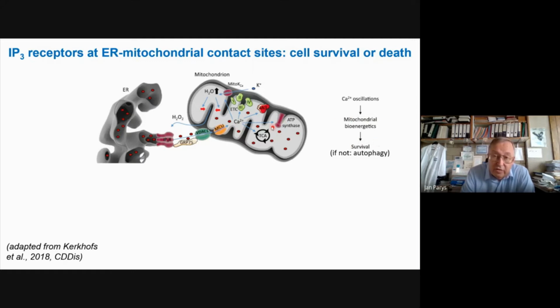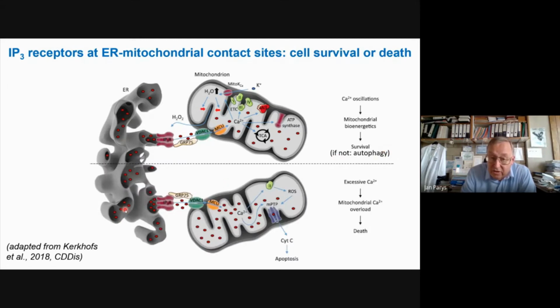And if not enough calcium is sent to the mitochondria, autophagy will be triggered, which also is a survival mechanism in the first place. But if larger amounts of calcium are transferred to the mitochondria, we have mitochondrial calcium overload leading to cell death. So the regulation of the IP3 receptor at a given spot in the cell is really important for the cell.